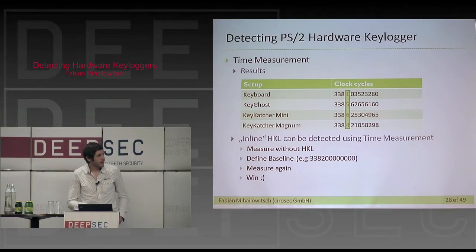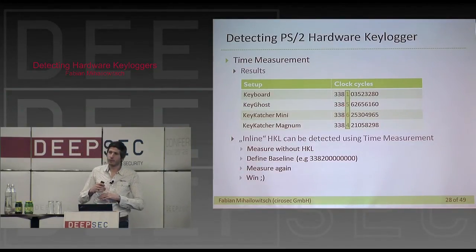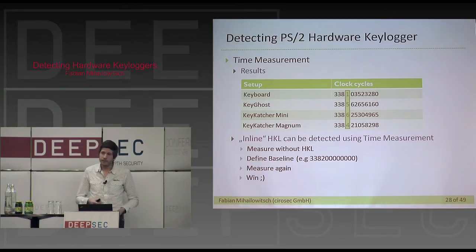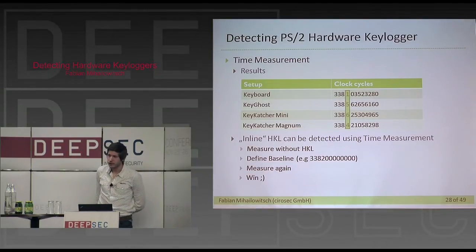What you can see is that for the keyboard alone it takes 3381, and once the keyloggers are present, this increases to 3385, 3386. It takes more clock cycles to run the code, and it's reproducible. It's not just one test I've done; I've done various tests, and it works reliably on my system. So we actually can detect PS2-based hardware keyloggers, which are placed inline, using a time measurement with the code I wrote.